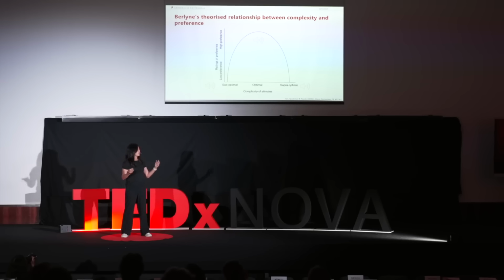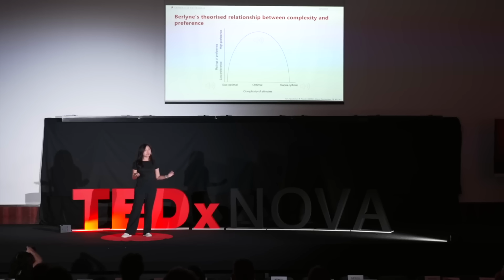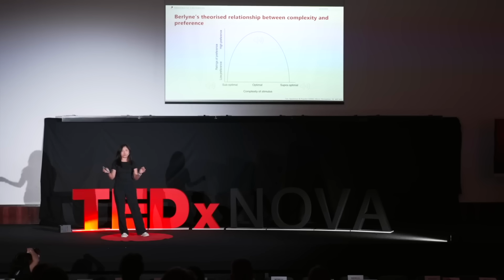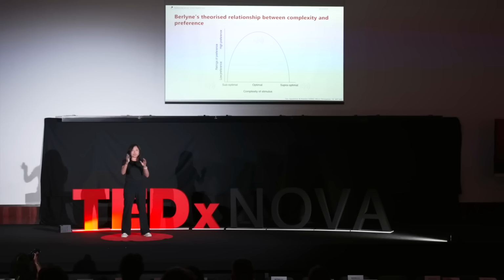And the idea here is that it's an upside-down U curve. So if something is too simple, people don't like it. On the other hand, if something is too complex, people also don't like it. So there's a sweet spot in the middle, like an ideal complexity. I made some audio clips to demonstrate this idea.